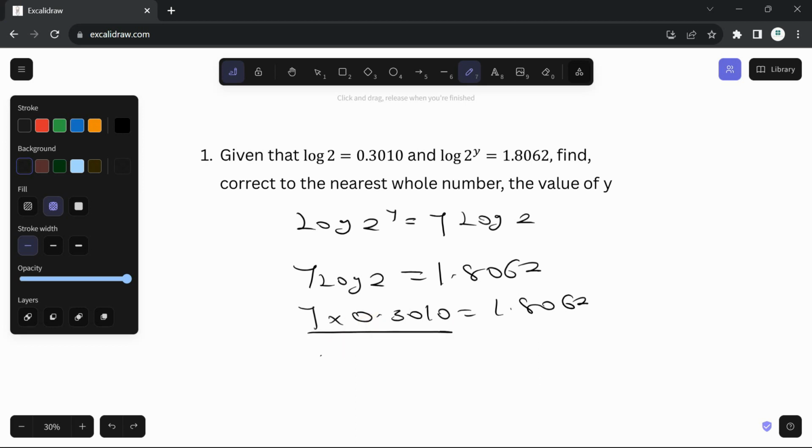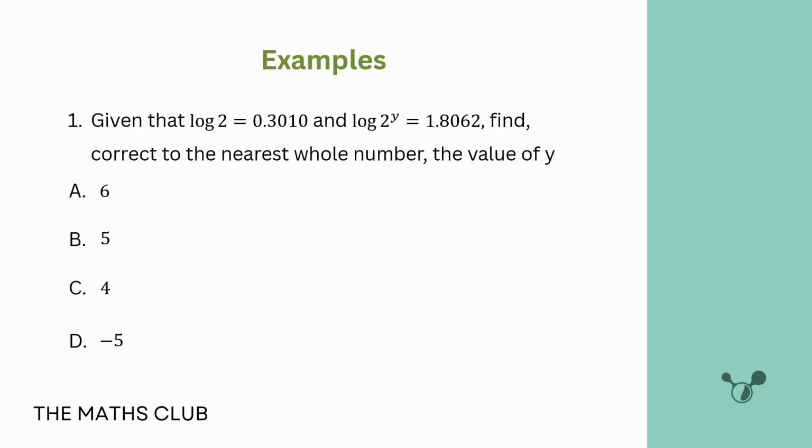If I divide both sides by 0.3010, and I cancel this place and this place, this 0.3, this 1.8, it's approximately around 6, right? 6 point something. So really our y, and it said correct to the nearest whole number, so our y should be equal to 6, right? Because if I have 0.3 and multiply by 6, that will give me 1.8. Our y should be equal to 6. So that is option A.